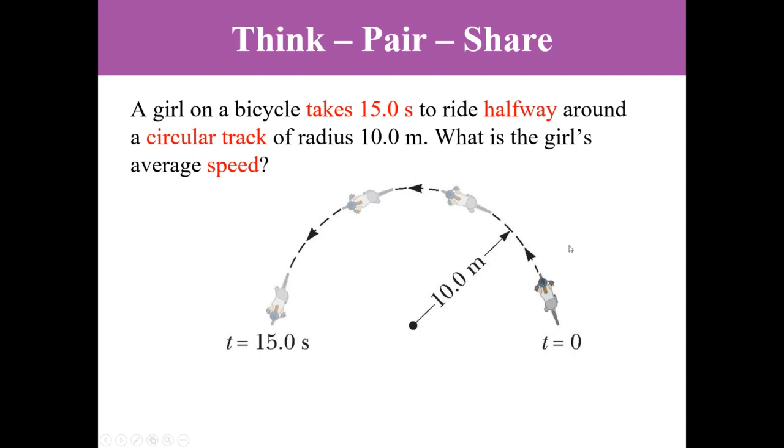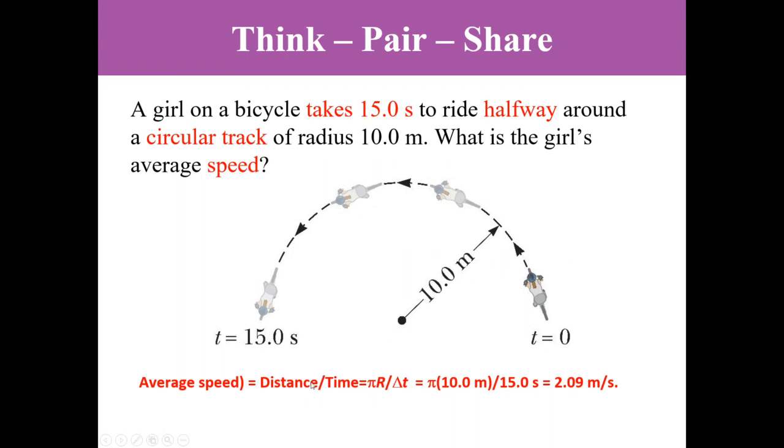So what would be the average speed? You need your calculator, a pen and a piece of paper. When you calculate the average speed, distance divided by time, distance is half the circumference, so it's pi r. Pi multiplied by r, 10, divided by delta t, 15. The answer is 2.09 meters per second. Do we agree on that? We are good? Yes. Excellent.